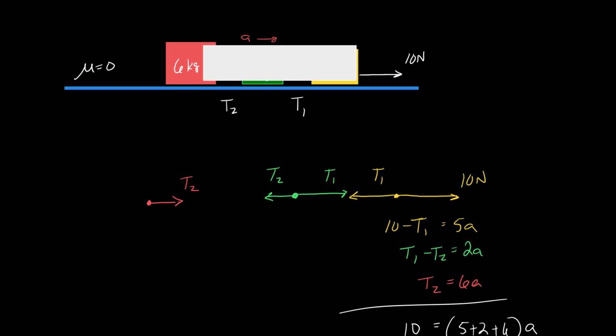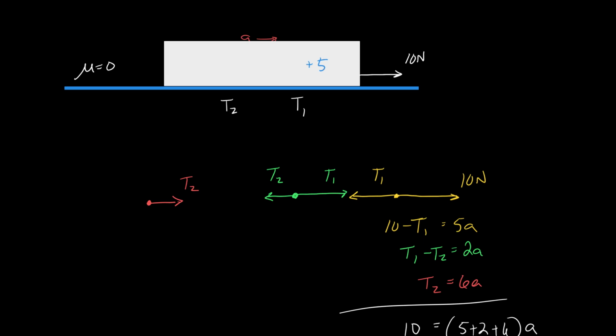Does the 10 Newton force know that there's 3 boxes? No. What this shows us is that the 10 Newton force just thinks it's pulling on one big box. Right? If I treated the problem like this, it would have a mass of 5 plus 2 plus 6. Right? You could consider the problem as a system.